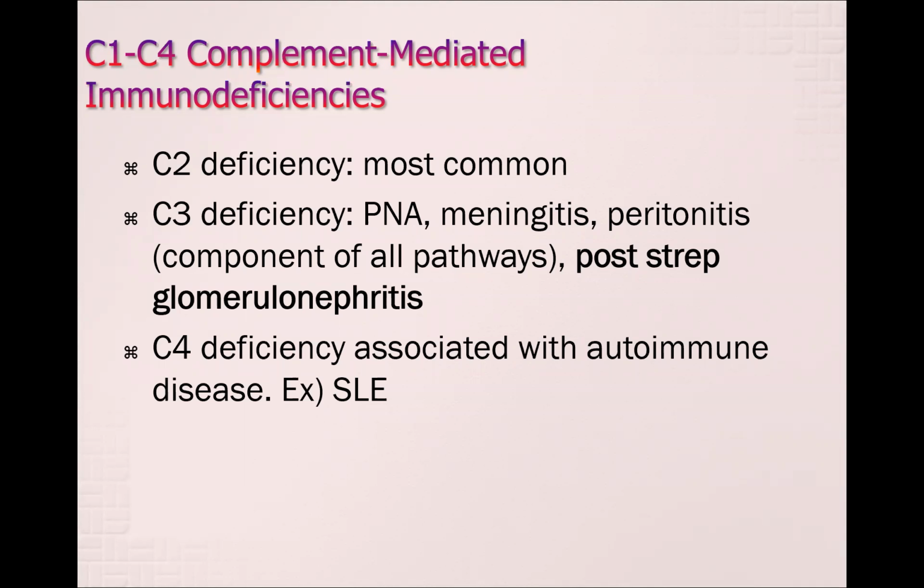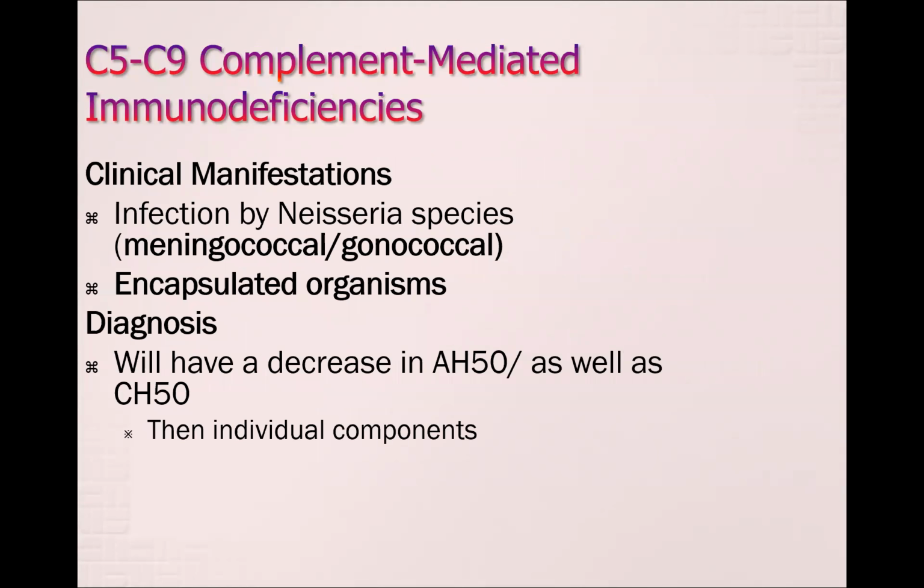C3 deficiency has an association with post-strep glomerulonephritis, and C4 deficiency is associated with autoimmune diseases like lupus. The one that, again, Holloman and Kramer are really concerned with is C3 deficiency if somebody has post-strep GN. C5 to C9, this is the membrane attack complex. This is where you're going to have problems with Neisseria species, meningococcal and gonococcal infections, as well as your encapsulated organisms. And like we talked about, these patients will have a decreased screen for both CH50 and AH50 in the textbook definition of complement-mediated immunodeficiencies.